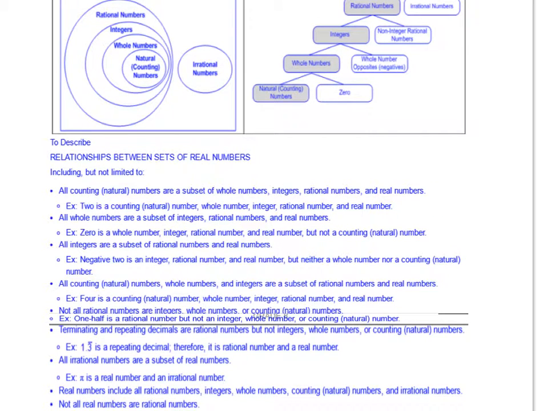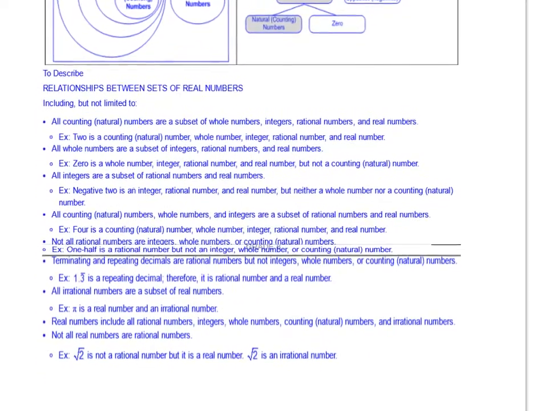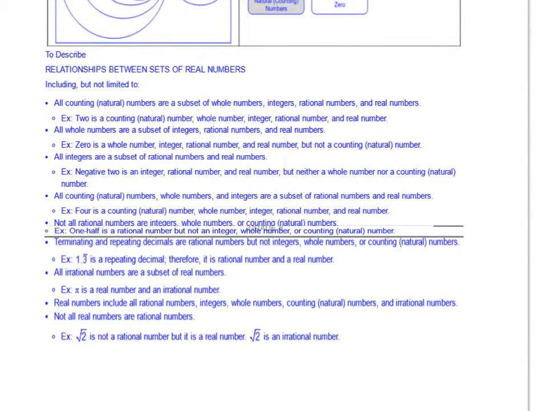So, terminating and repeating decimals are rational numbers, but they're not integers, they're not whole numbers, nor are they counting numbers. Example, 1.3 repeating is a repeating decimal. Therefore, it's a rational number and it's real. But we can see, because of the 0.3 repeating, it is not whole, nor is it counting.